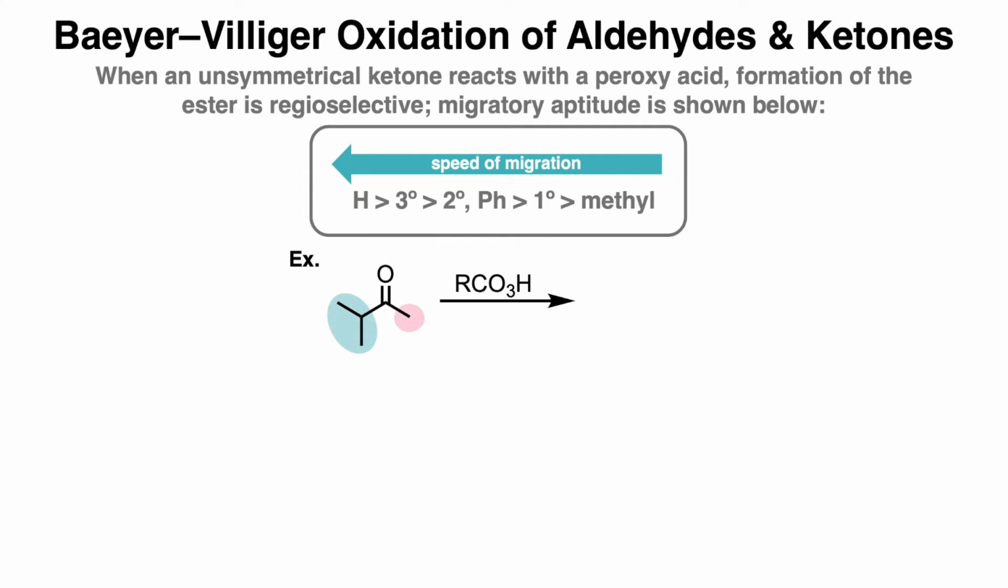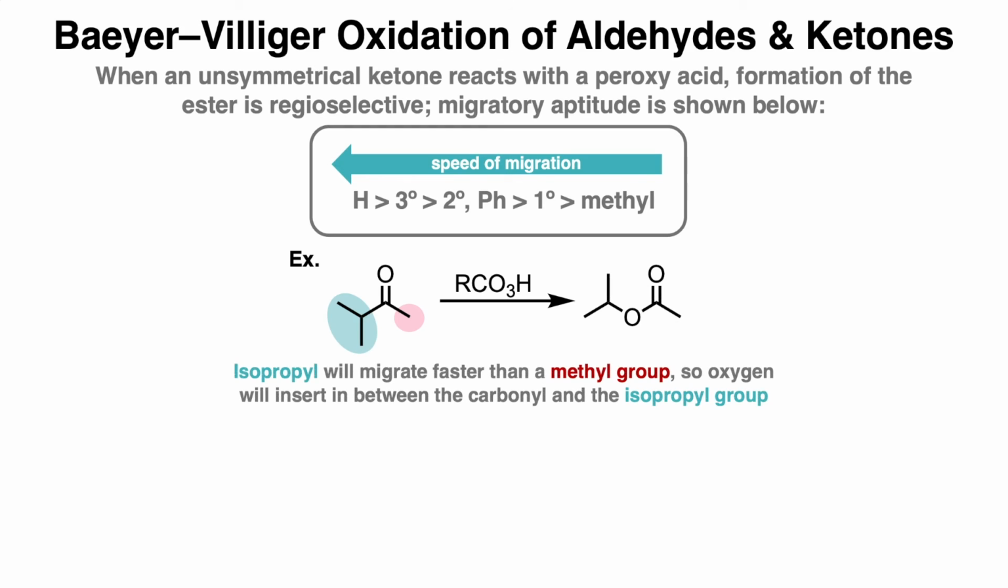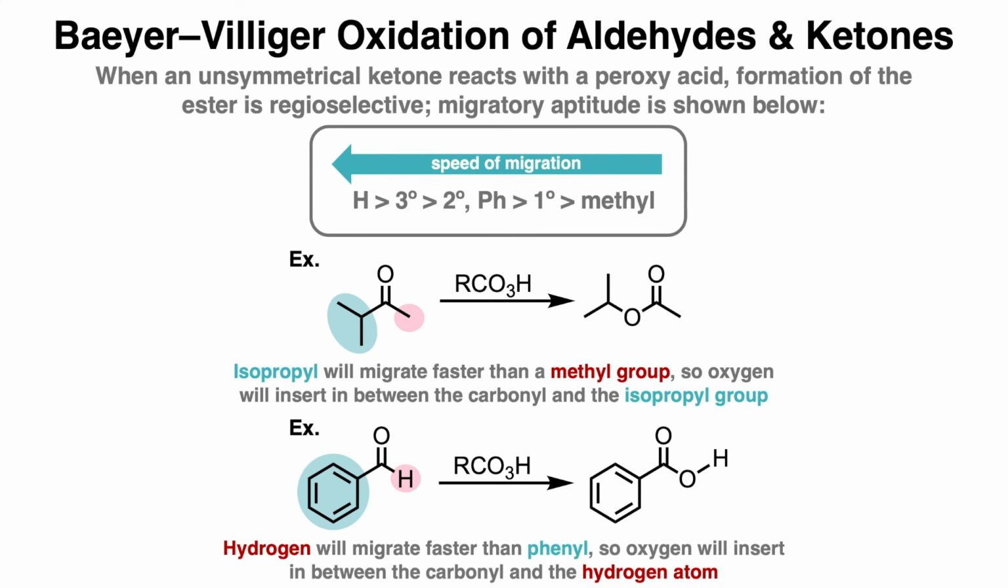In this example, let's first determine what substituents are attached to the carbonyl. To the left of the carbonyl, highlighted in blue, is an isopropyl group, and to the right is a methyl group. Isopropyl groups are considered to be secondary, which means it will migrate faster than a methyl group. So the Baeyer Villiger oxidation product will insert the oxygen atom in between the carbonyl and the isopropyl group. Now in the last example, to the left of the carbonyl is a phenyl ring, and to the right is a hydrogen atom. Hydrogen will migrate faster than phenyl, so oxygen from the peroxy acid will insert in between the carbonyl and the hydrogen atom to eventually form a carboxylic acid product.